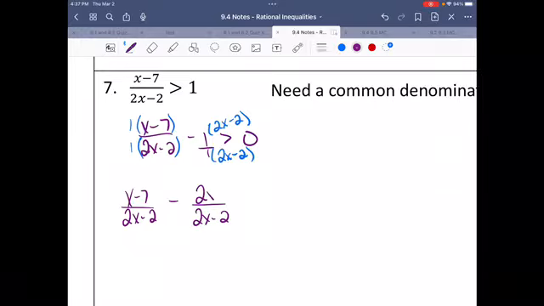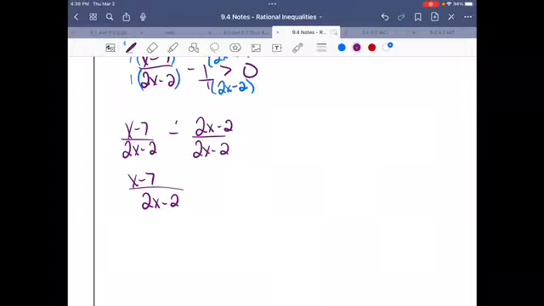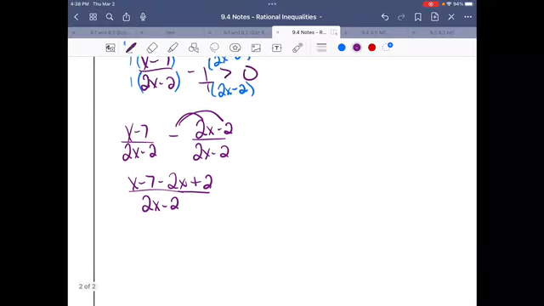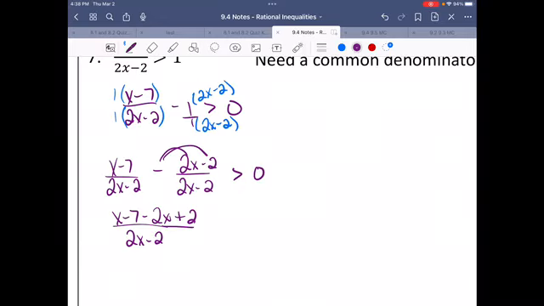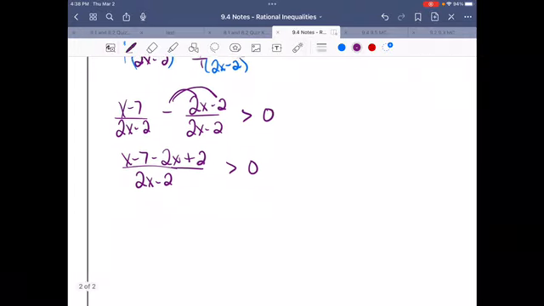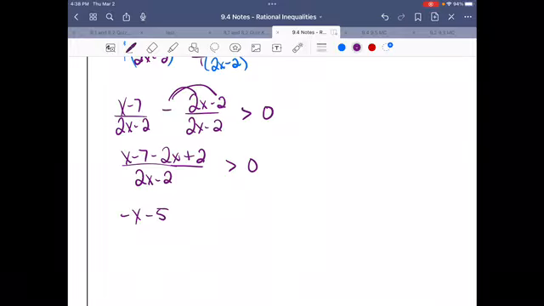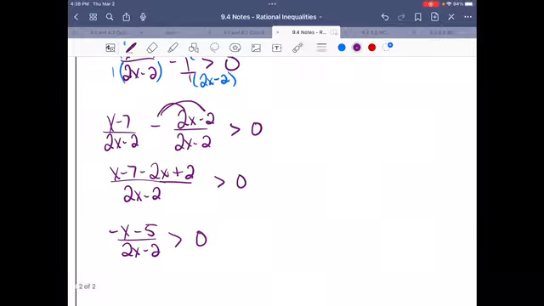All right, so this becomes minus 1 times 2x minus 2, which is 2x minus 2. Now be extremely careful with that numerator, because what it really is is a distribution of a minus sign. And this is all still greater than 0. That's going to be negative x, and that's going to be negative 5, over 2x minus 2. I have to get it down to one rational, basically.